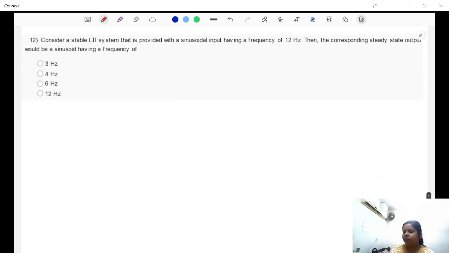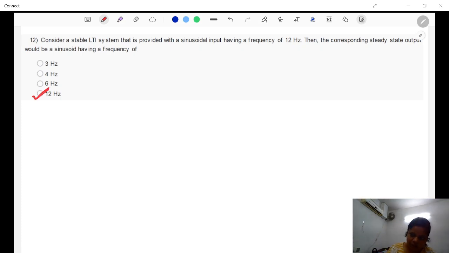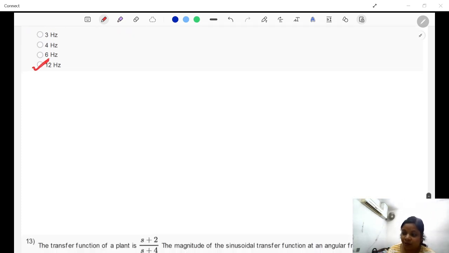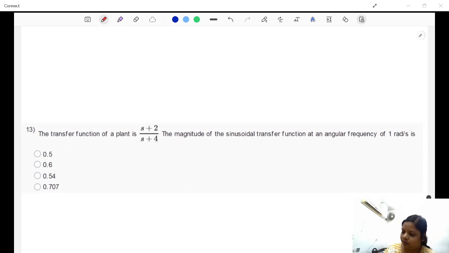So if you are given this question, where you have an LTI system that is provided with a sinusoidal input having a frequency of 12 Hz, then the corresponding steady state output would be a sinusoid having a frequency of what? 12 Hz, madam. Right, 12 Hz. Because you're going to have the same frequency on input and output if a sinusoidal wave is given as input to the system. So this is a conceptual question. You don't have to perform any calculation over here, just use what was taught.